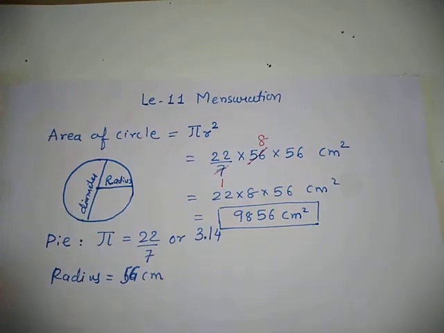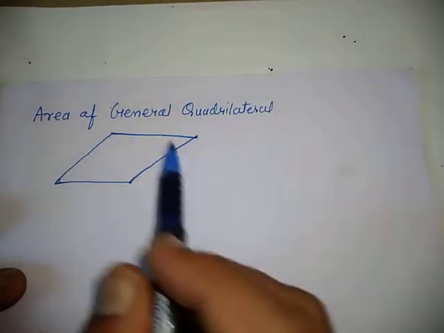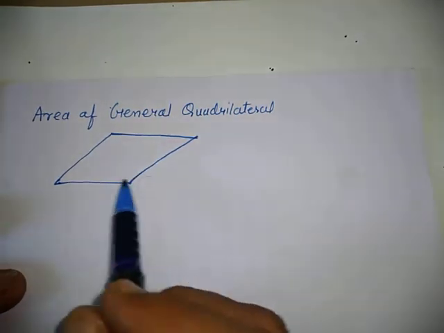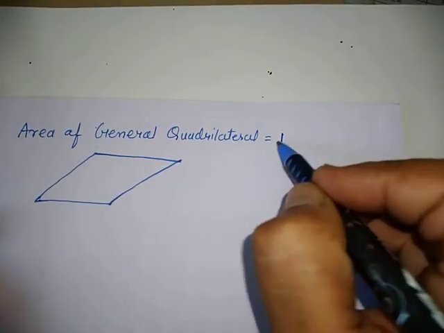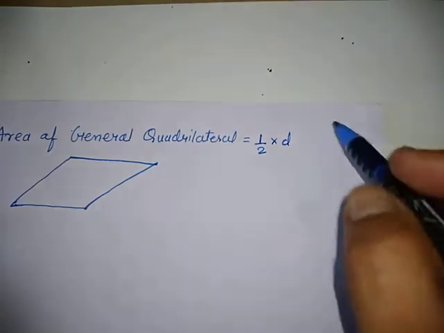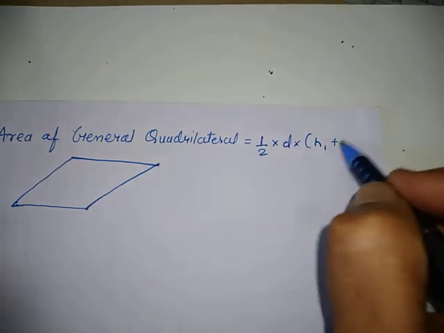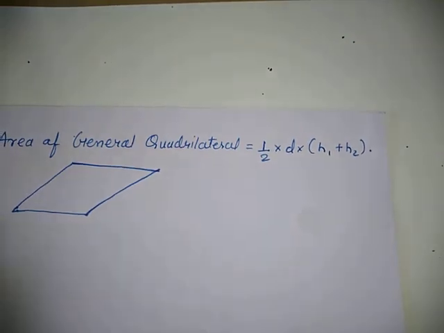Okay, now we will discuss the area of a general quadrilateral having four sides. Here is a quadrilateral. This is a general one. A quadrilateral means a closed figure formed by four line segments. Now for the area of a general quadrilateral, the formula is half multiplied by d, that is diagonal, multiplied by h1 plus h2, meaning height or altitude.